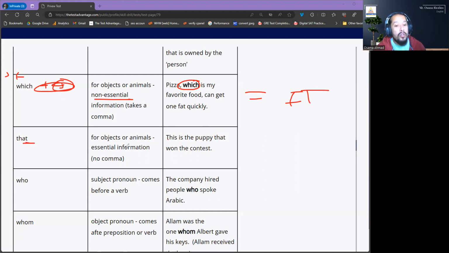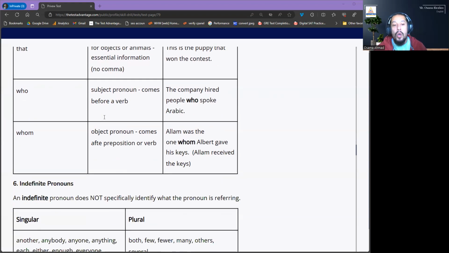That, برضو for objects or animals. Okay. It's essential. يعني لازم comma. لازم comma. This is the puppy that won the contest. So إيه الفرق ما بين which and that؟ الفرق بيجي من ناحية punctuation بتاعتها. واحد non-essential يعني مش مهمة في الجملة. الثانية essential. Non-essential تاخد comma. Essential no comma.